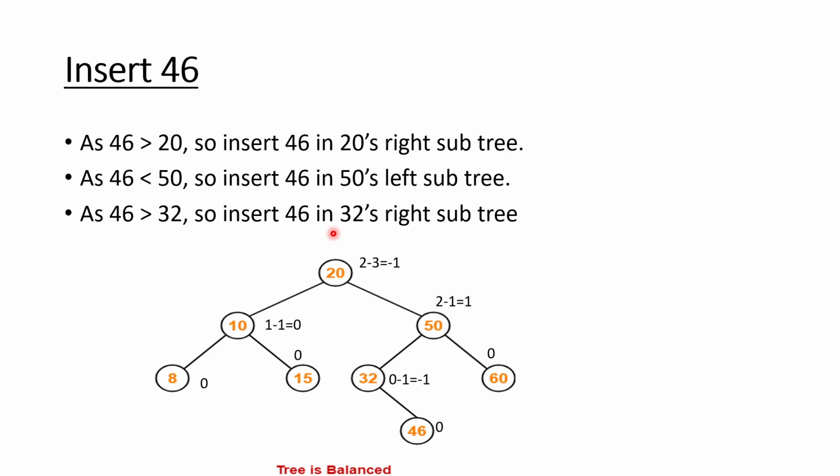Now the value to be inserted is 46. Start from the root node 20. 46 should be on the right side. Then 50: 46 should be on the left side. Already 32 is there. 46 is bigger than 32, so it should be on the right side. Insert the node and compute the balance factors. All the node balance factors are in the range 0, 1, minus 1, so the tree is balanced. No need to balance the tree.